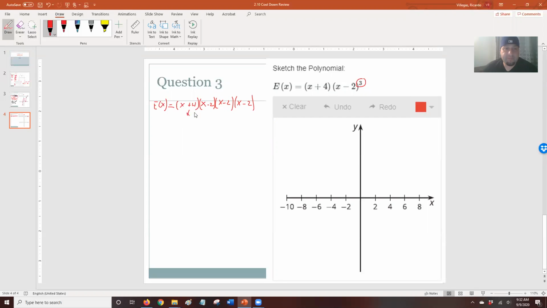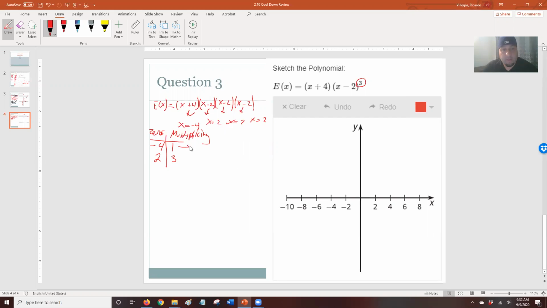Okay, so now that we do this, we can find our zeros, and our zeros will be x equals -4, and then x equals 2, x equals 2, and then finally x equals 2. So here we have our zeros, and we have our multiplicity. So our first zero will be -4, and then we have another zero of 2, but there are 3 of them. So 2 has a multiplicity of 3, and -4 has a multiplicity of 1.